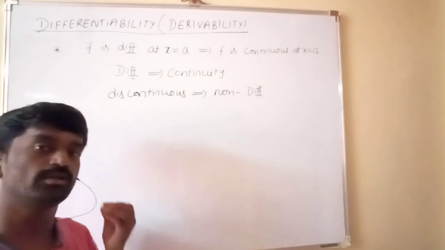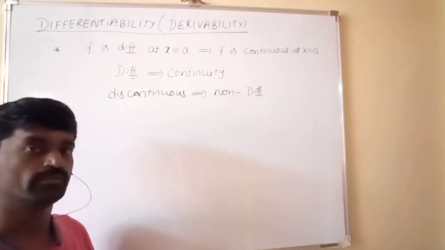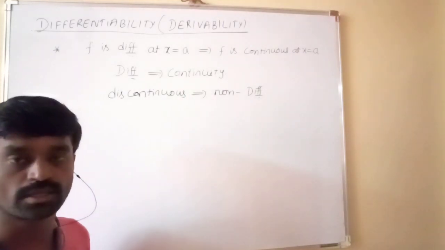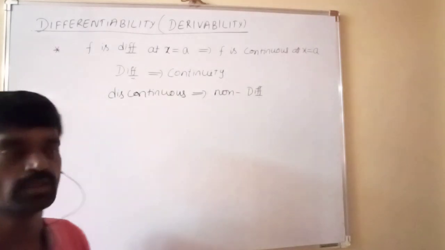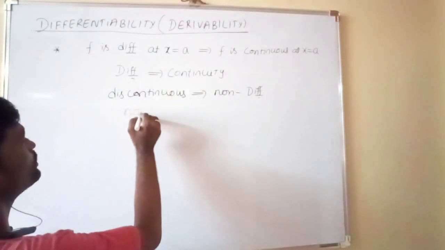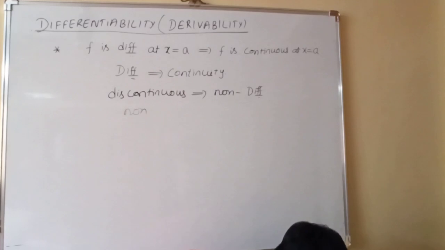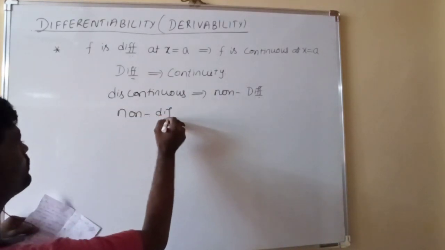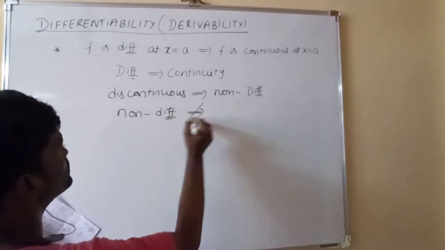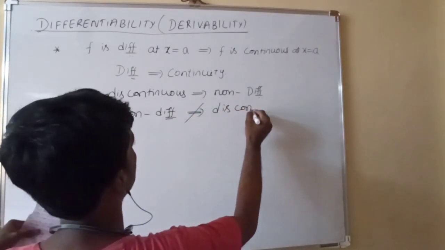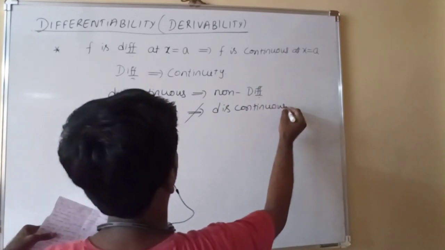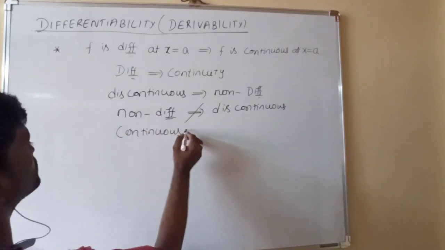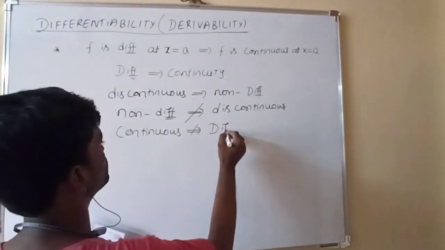Is it possible to say level 1 is also not completed? Level 2 is not completed. I failed to complete level 2. That means is it possible to say I failed to complete level 1 also? No. That means non-differentiable functions need not be discontinuous. Also, continuous functions need not be differentiable functions.